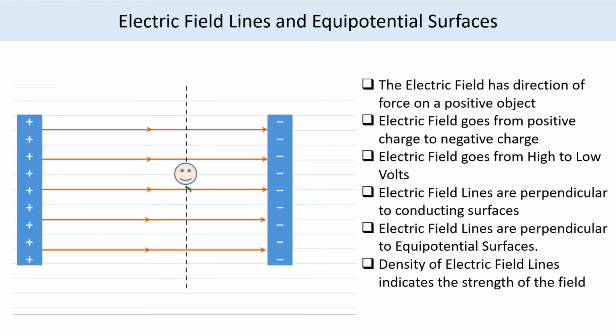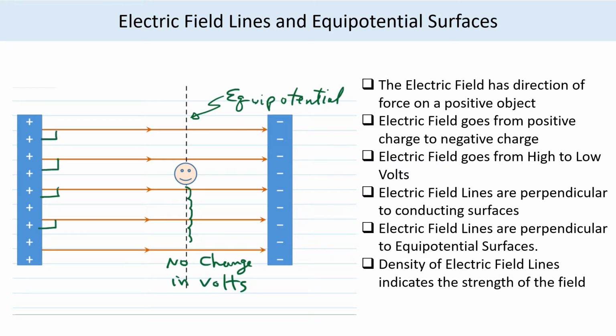So to travel in such a way that we don't change the volts, we'd have to travel perpendicular to the electric field lines. And that dotted line indicates a surface cutting into the screen that represents what's called an equipotential surface. Now also, electric field lines are perpendicular to conducting surfaces, and electric field lines are always perpendicular to equipotential surfaces.